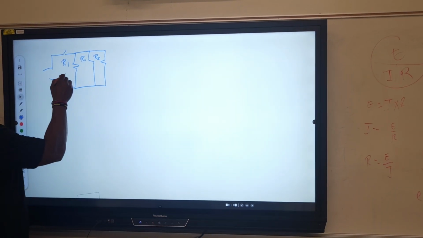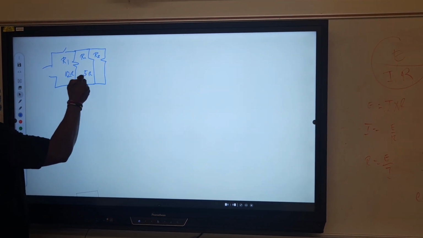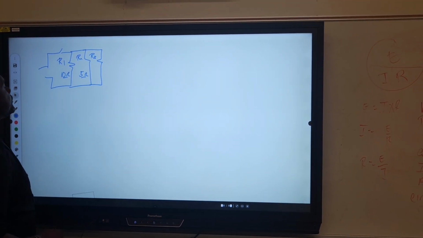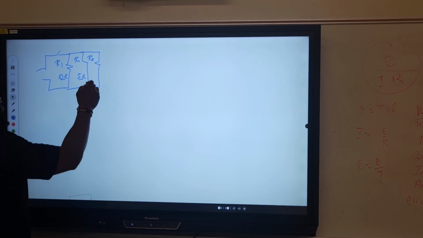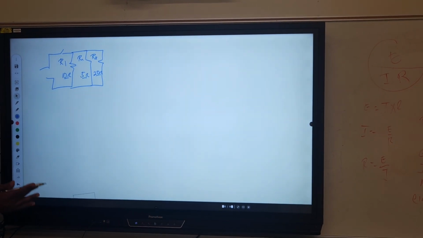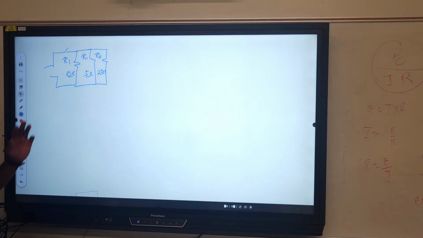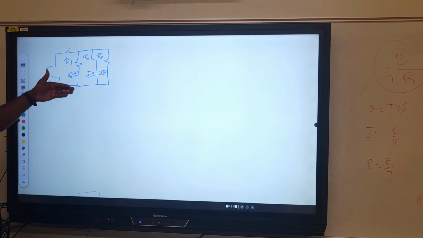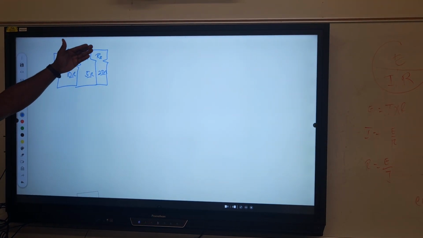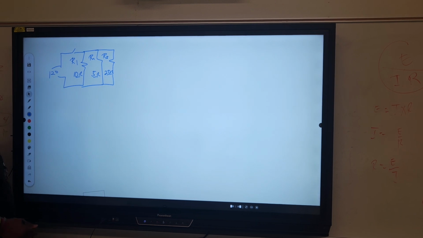We're going to give this 10 ohms. We're going to give this 5 ohms. And we're going to give this, let's get a nice number, 20 ohms. Right? And we're going to find the total voltage, total resistance, total current, the voltage drop in each branch, and the current flowing through each branch. So as usual, we have 120 volts as our source.